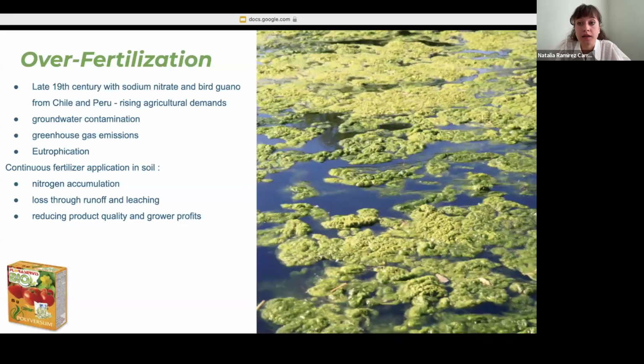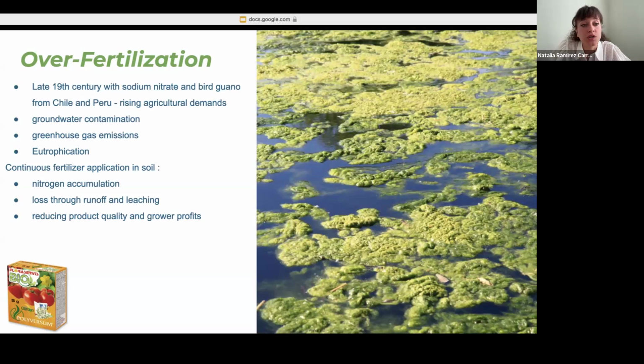And also, as I said, we are thinking about checking the fertilization possibilities with this biocontrol. As you know, fertilization started in the 19th century, and it used guano from Chile, Peru, and also sodium nitrate, and it was helping to actually get higher yield, and that helps to reach the demands that were needed because the population was increasing.